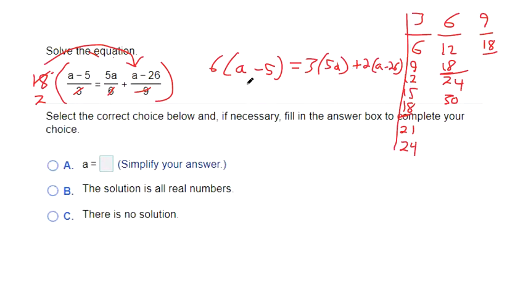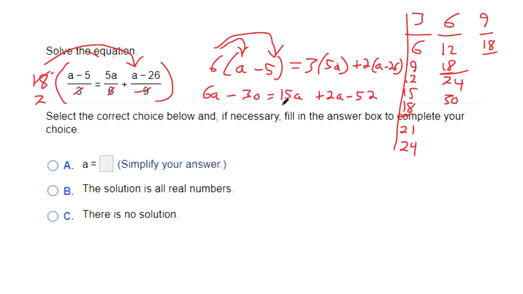And now it's kind of a bigger equation, but at least we don't have fractions. We don't have to keep worrying about adding fractions and getting common denominators and stuff. Now it's just the distributive property a bunch of times. 6 times a makes 6a. 6 times 5 makes 30. 3 times 5a makes 15a. And then distributive property here, 2 times a. And then 2 times 26, that makes 52.